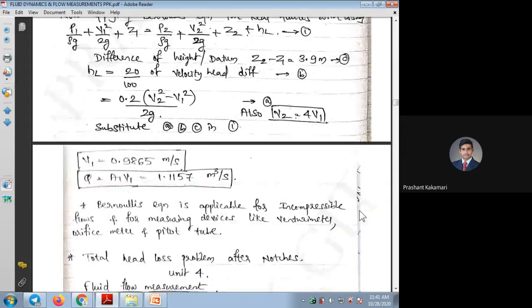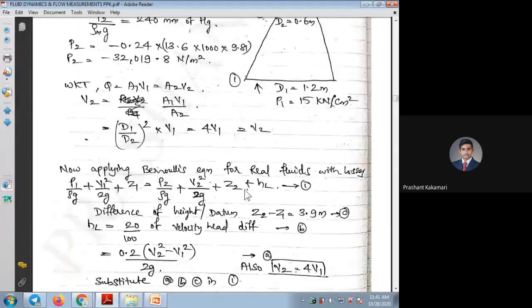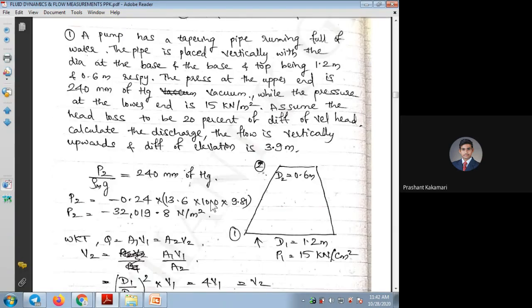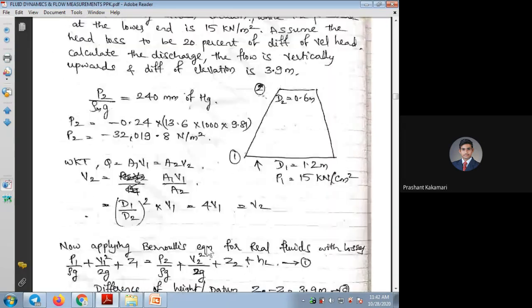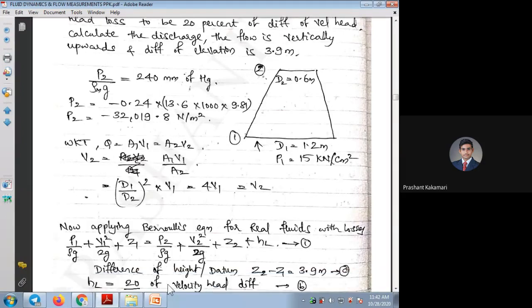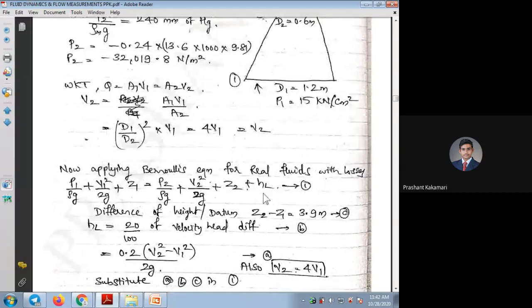So now can you tell me, by this HL, if you substitute with this equation, Z1, Z2 difference is given, P1, P2 is also given. P1 is 15 kilonewton per centimeter square. P2 is what we just found out, minus 32,019.8 Newton per meter square. So all these values are given. Now we are left with V1 and V2. So all of you substitute the values.